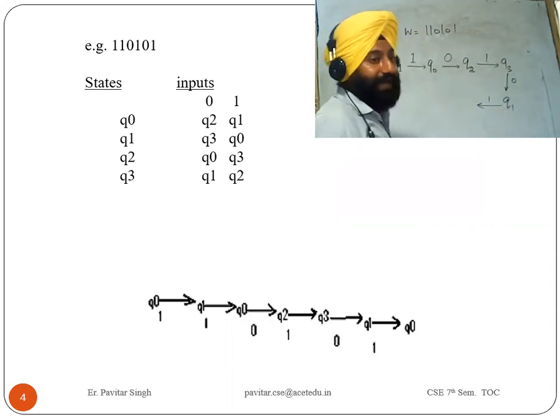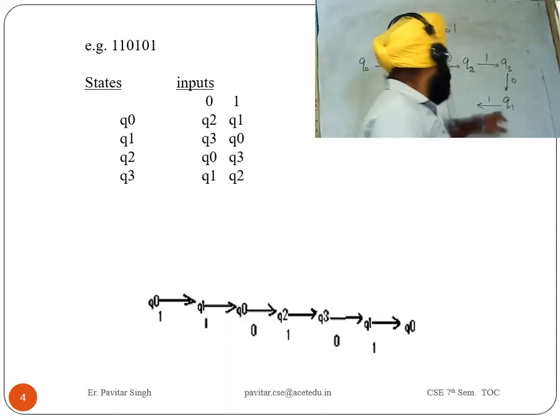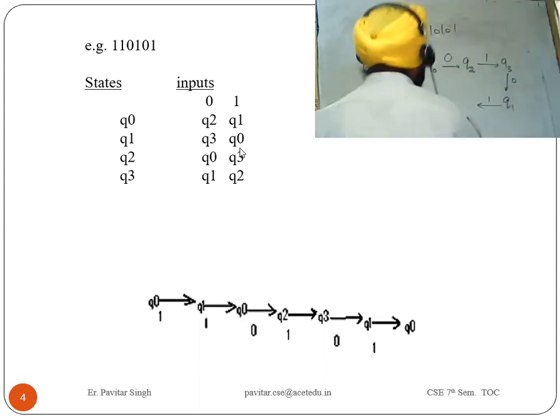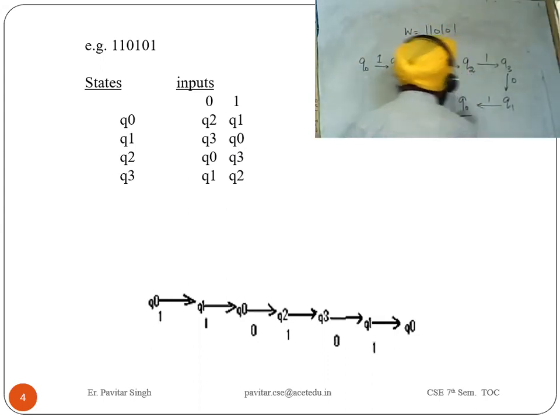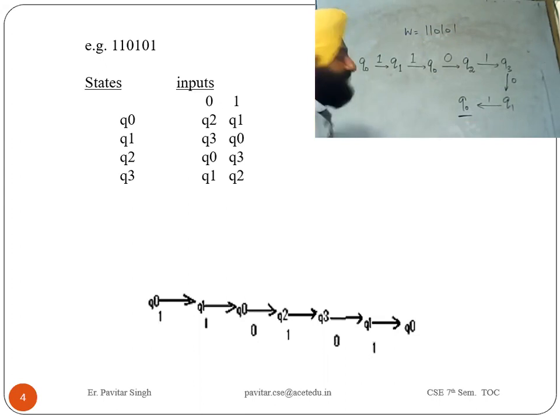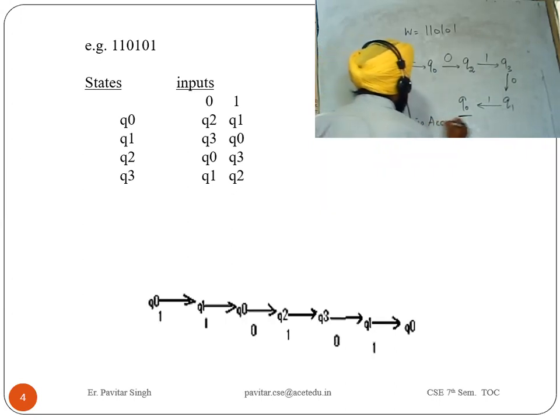Here you can see in the table that Q1 upon the processing of 1 takes you to Q naught. We started from Q naught, which is your initial state, and we are left with Q naught, which is again your final state. This means that this particular string is accepted by the given FA.